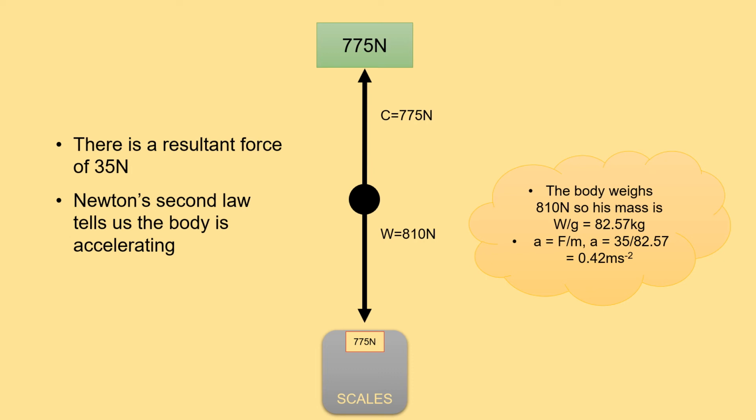So the body weighs 810 newtons. The mass is weight divided by acceleration due to gravity, which gives you 82.57 kilograms. And so acceleration is force divided by mass. We can calculate the acceleration then. There's 35 divided by 82.57, whereas 35 is the resultant force, and that gives you an acceleration of 0.42 meters per second per second.